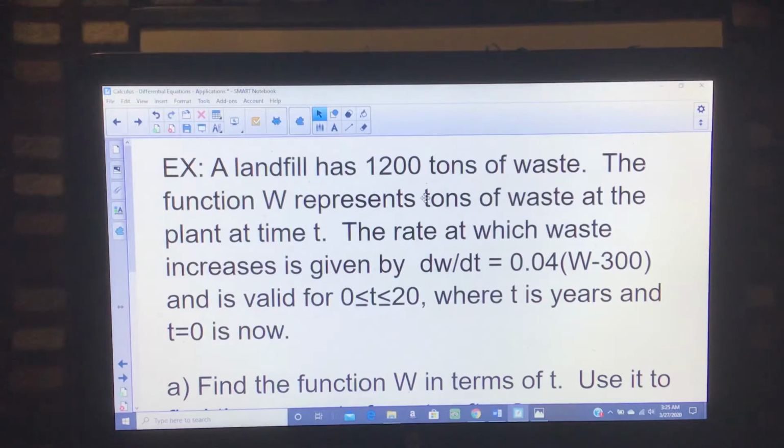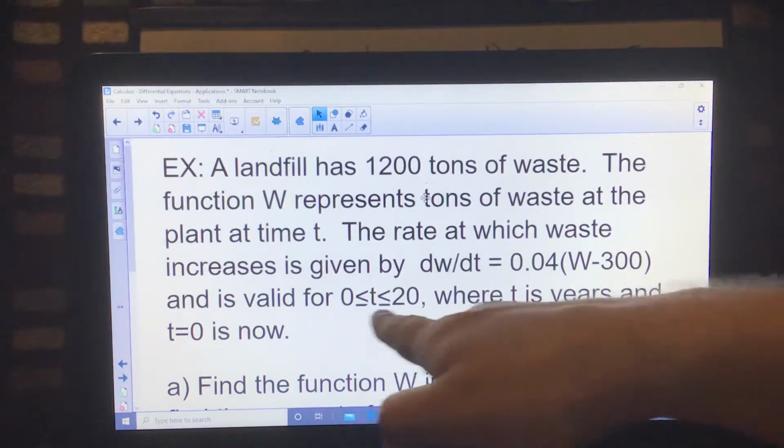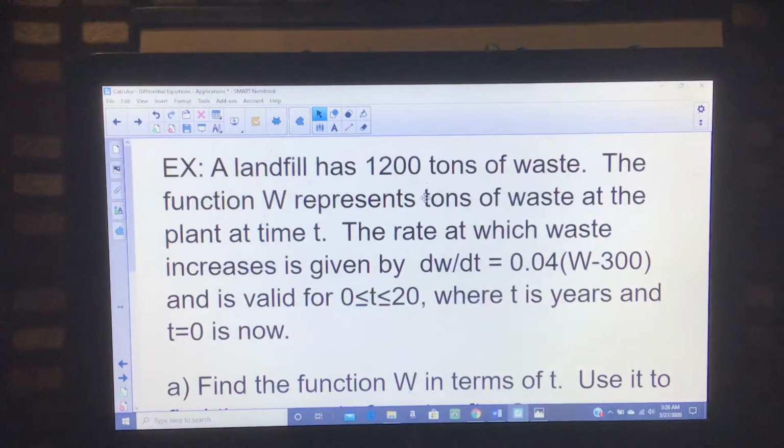And another thing to keep in mind is that these models usually don't last forever, as in they're valid over a certain domain, and a lot of times after a certain point, they no longer work. So it's not uncommon for the AP exam to place a domain on here, a restriction. They basically say that this scenario is only valid for the first 20 years, from time 0 to time 20.